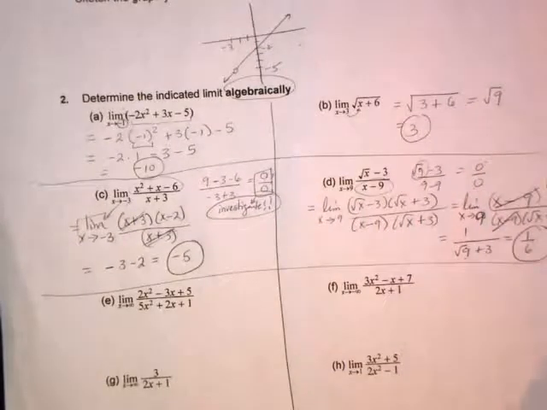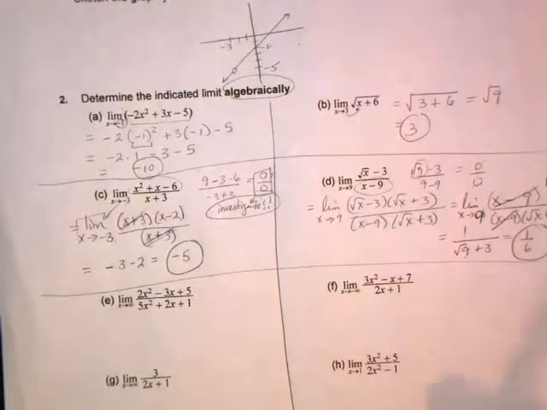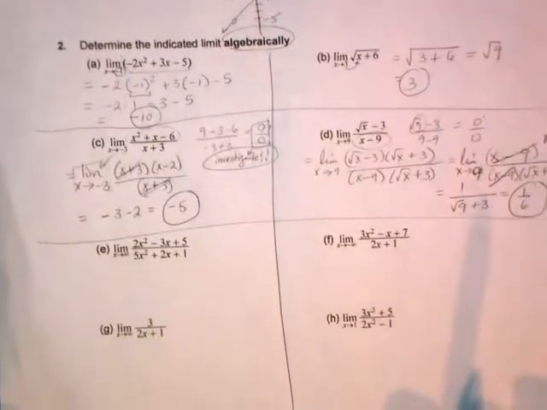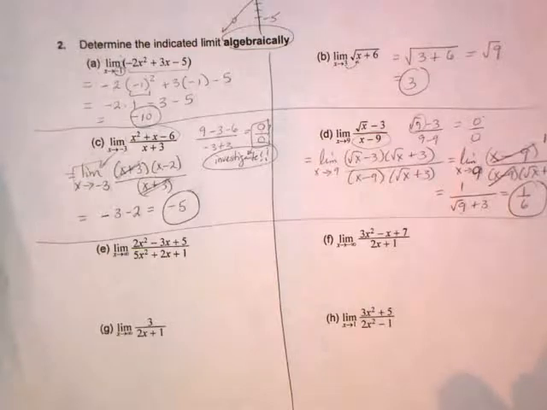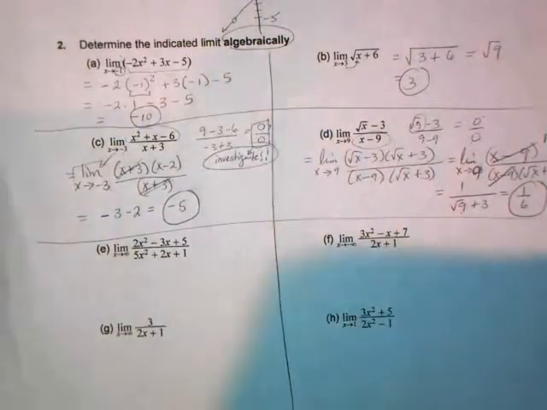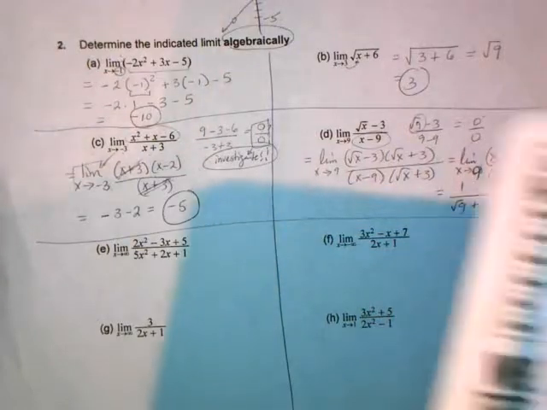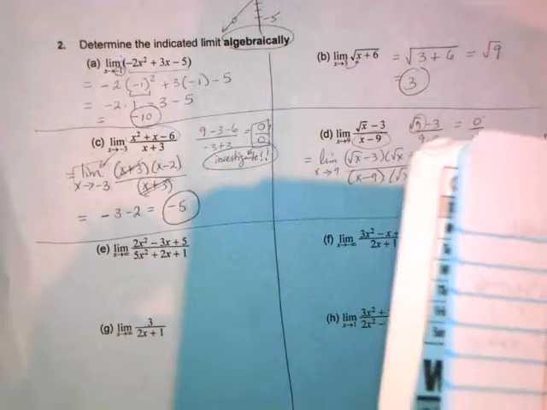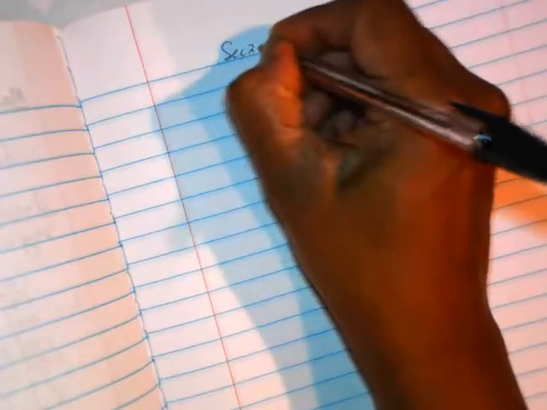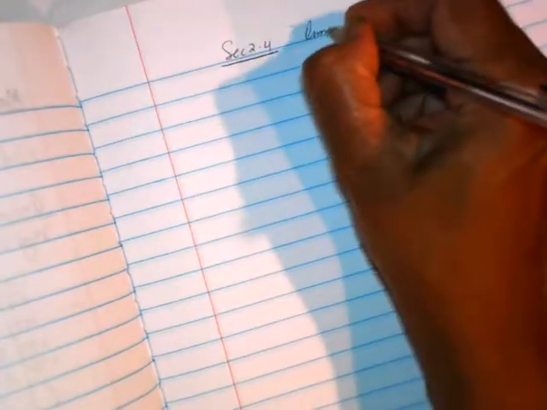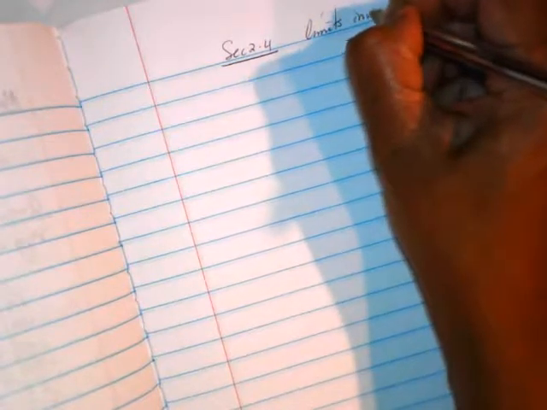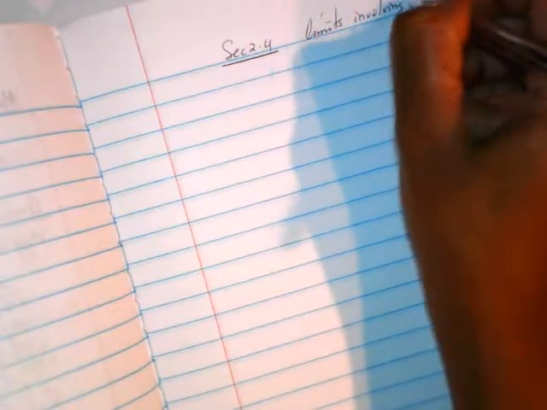Okay, the next few questions involve a little bit of different kind of thinking. So we can go back to our notes real quick. These limits, E, F, and G, notice that x is approaching infinity there. So this is called the long-term behavior. So section 2.4, limits involving infinity.